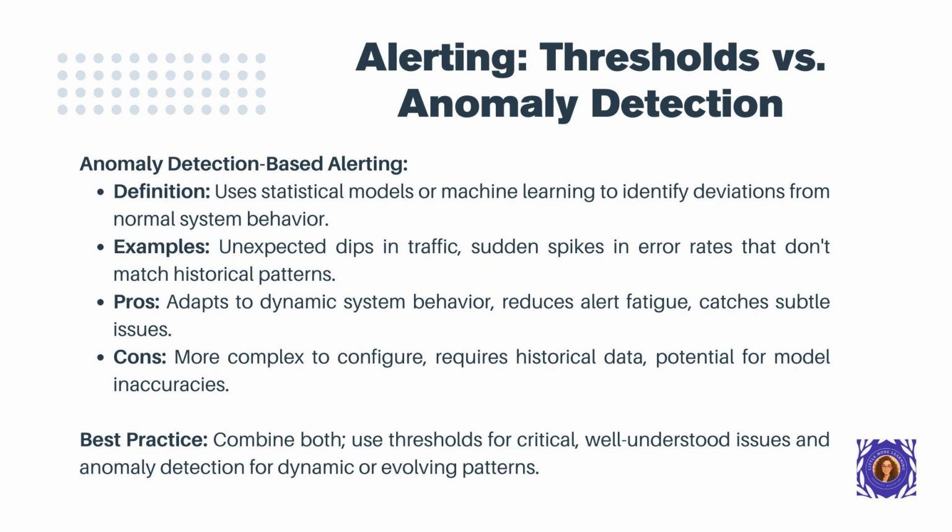Instead of static thresholds, anomaly detection learns what normal looks like for your system and alerts when behavior deviates significantly from that norm. It's like having a friend who knows you really well. They'll notice when you're acting differently, even if you can't articulate exactly what's changed.